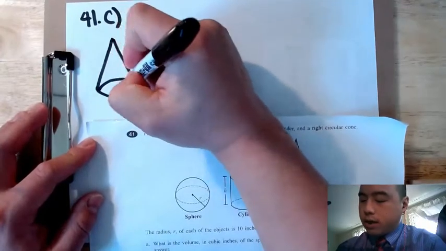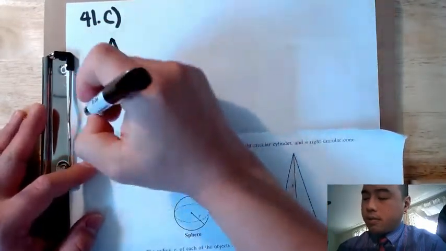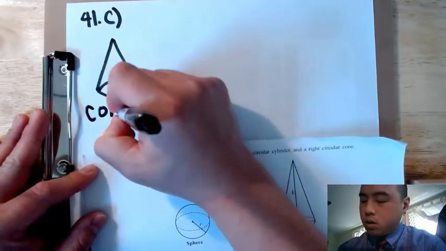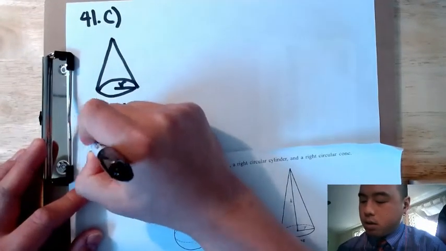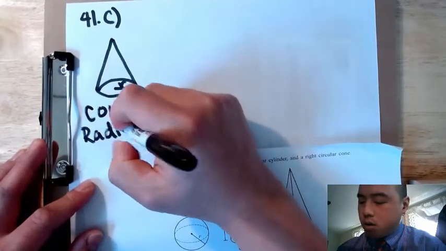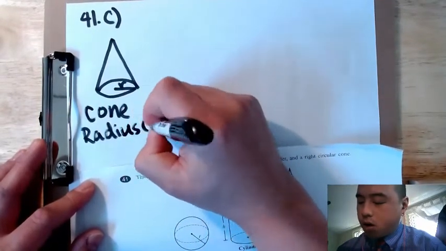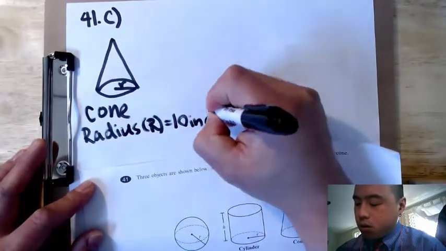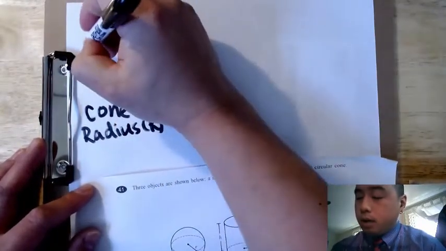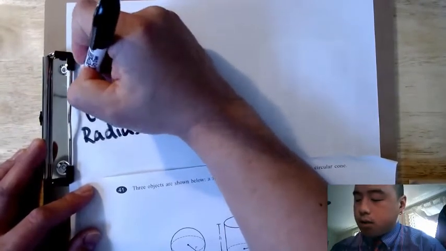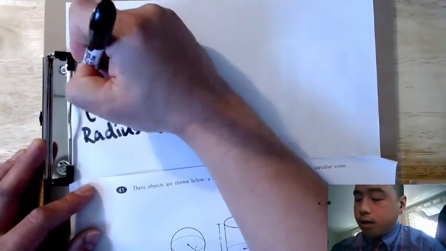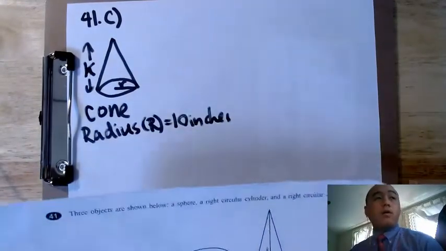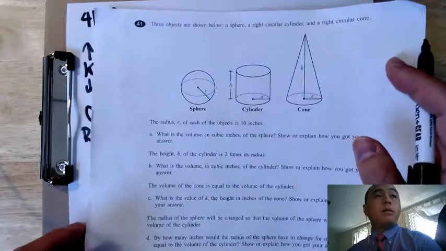Do we know the radius? Yes. So this is a cone. The radius R is 10 inches. And then it's given us the height. We don't know what the height is. It's going to be in K, right? The height is K.